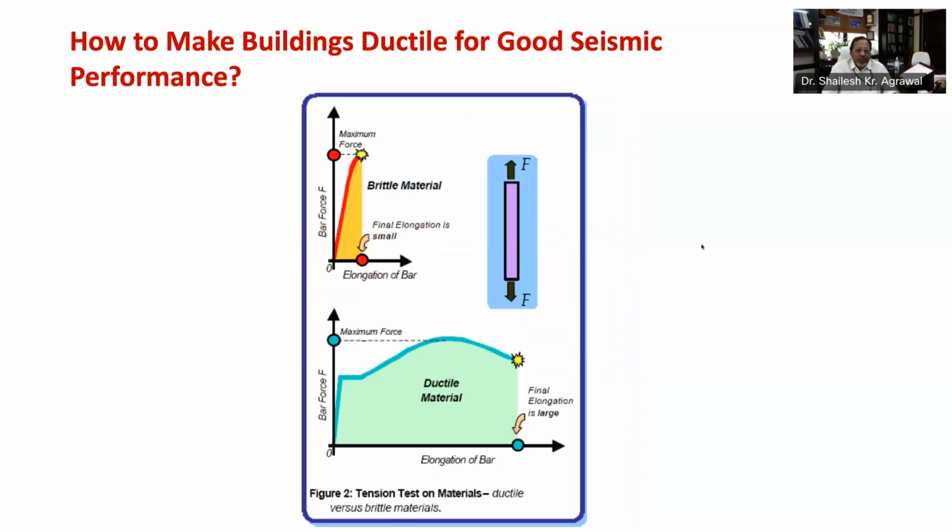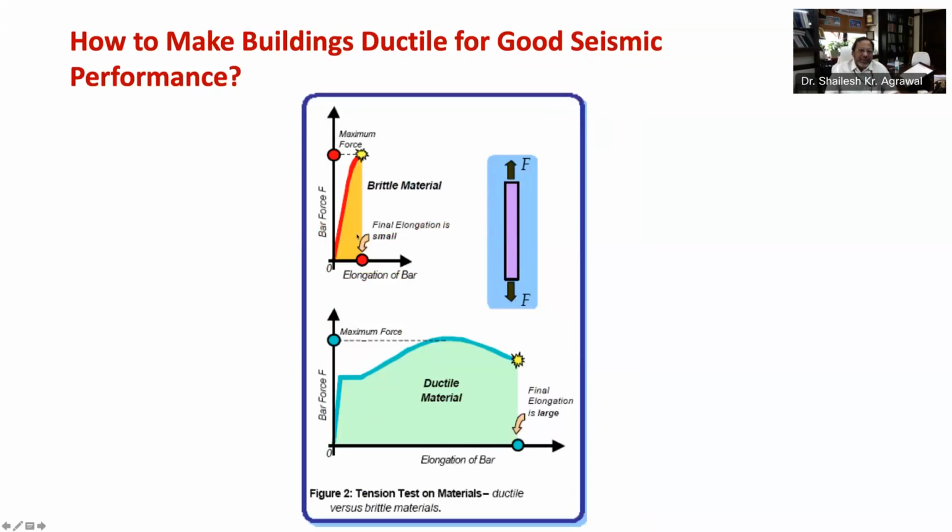Let's take 2 bars, as you can see here. 2 bars of same length and same cross-section area. One is made of ductile material and other is made of brittle material. Now let's pull that bar until it breaks.